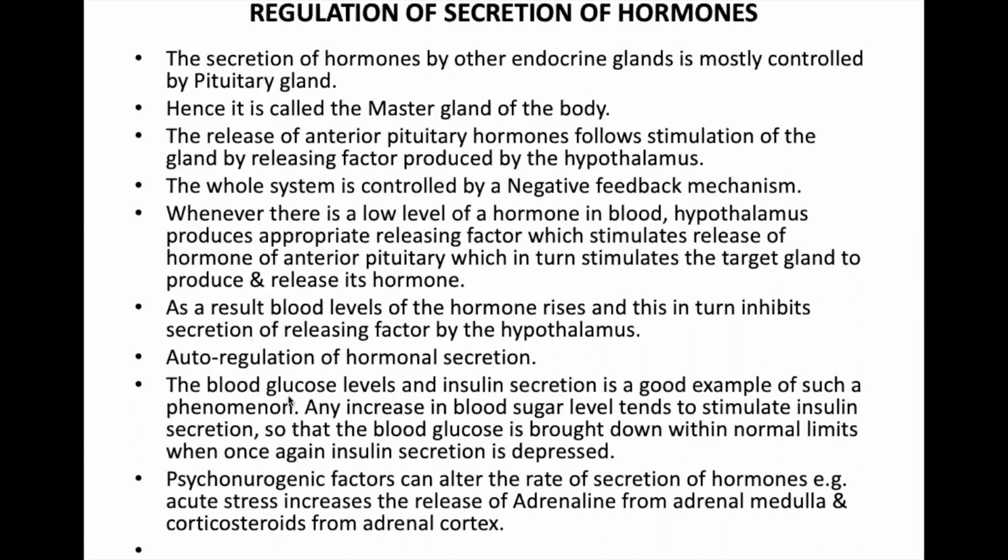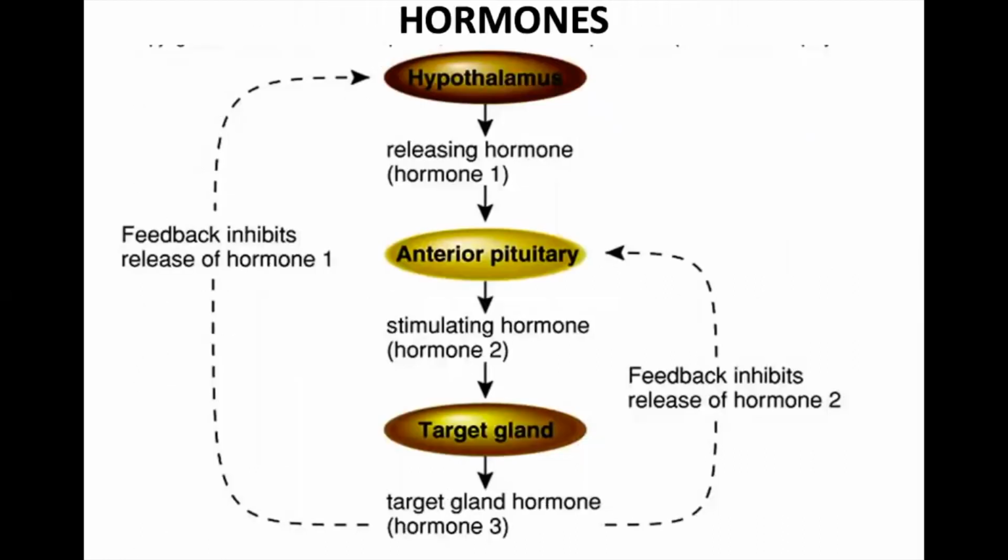One example is that of the blood glucose level and the insulin secretion, a very good example. If there is an increase in the blood sugar level, what will happen? It will stimulate insulin to be secreted more. And therefore, the blood glucose will be brought down within the limits. This is how it works.